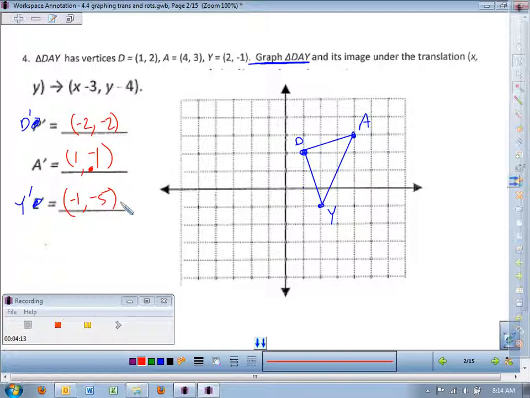Did I do those? Negative 2, minus 1. Yeah, now let's graph D prime, negative 2, negative 2. D prime. A prime, 1, negative 1.